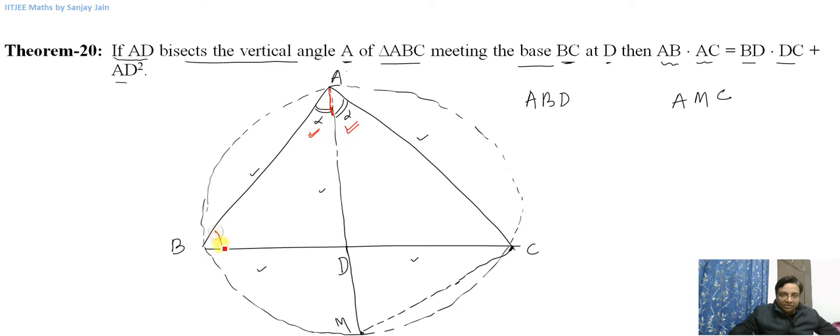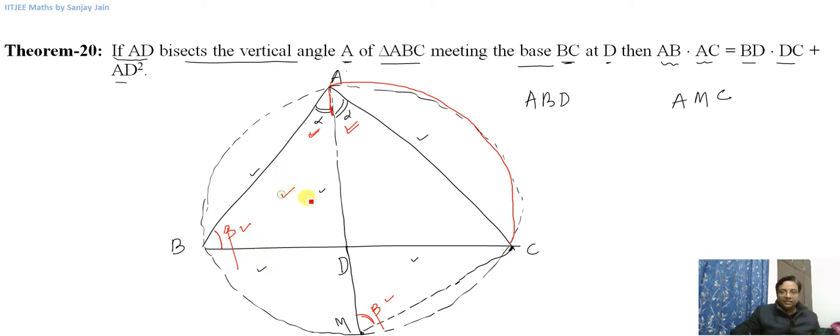And what can you say about this angle and this angle? This angle here. If this is beta, what will be this angle? This angle will also be beta. Why? Because if you look at this arc AC, it subtends these two angles in same segment of the circle, right? Hence these two angles are equal.